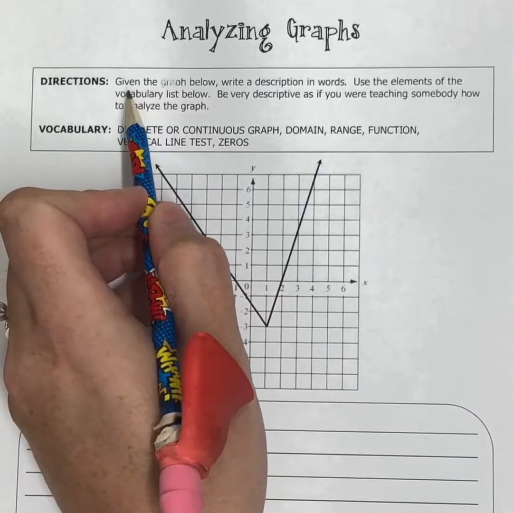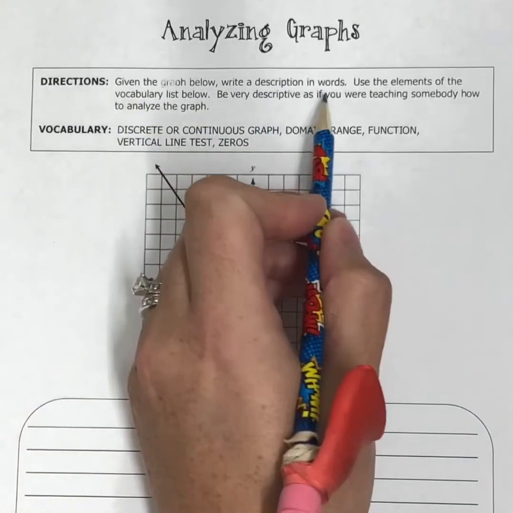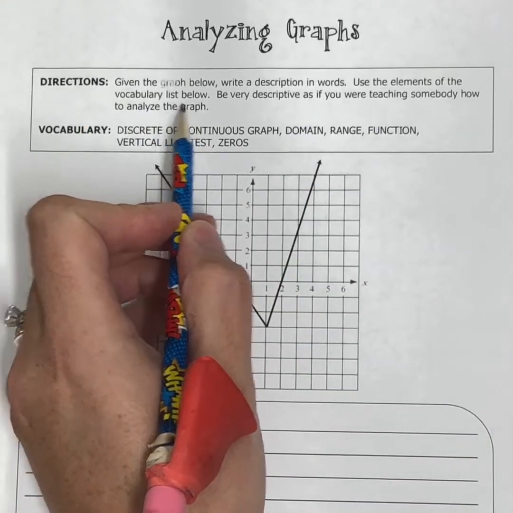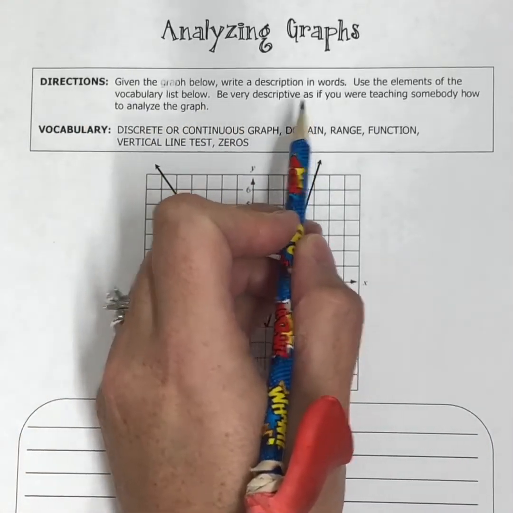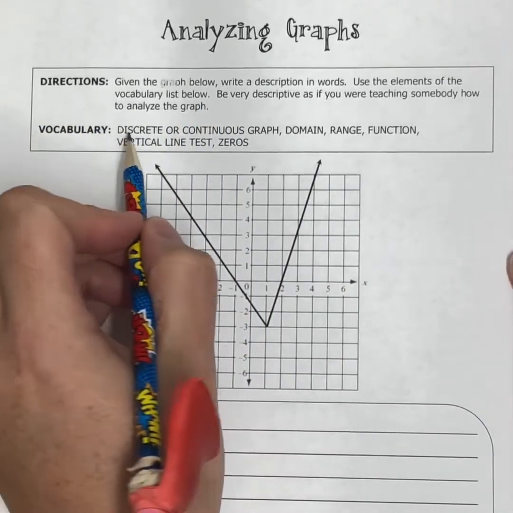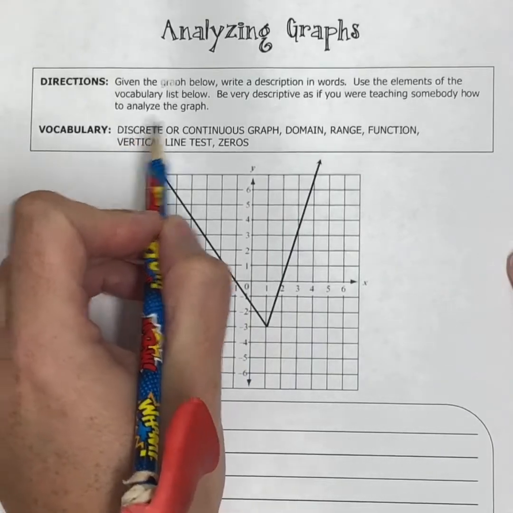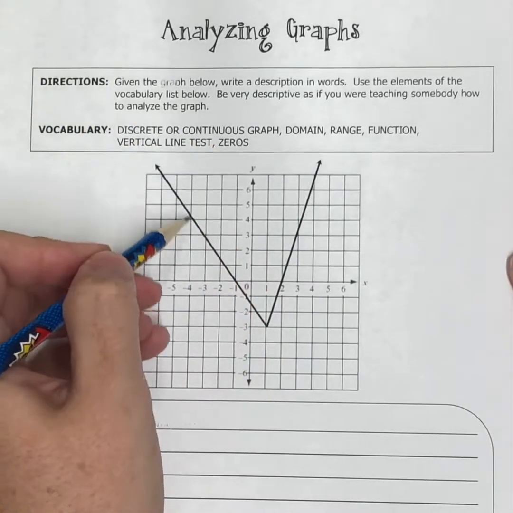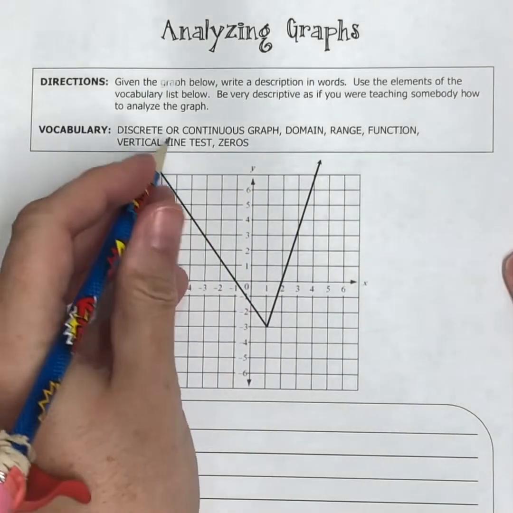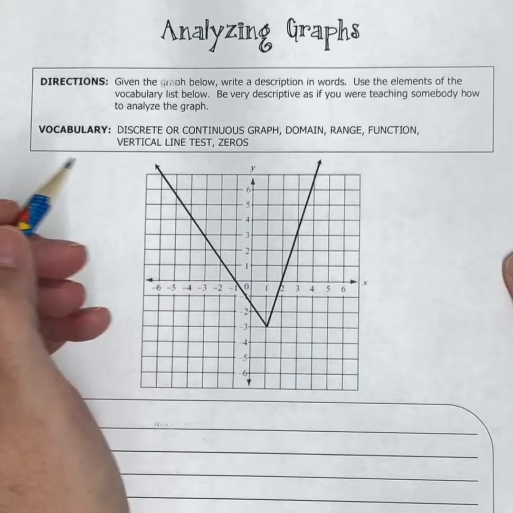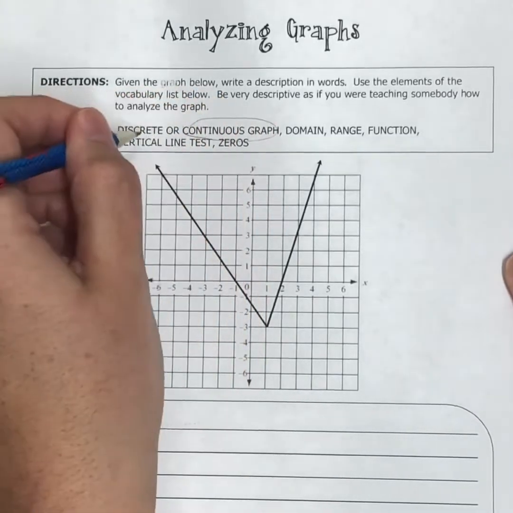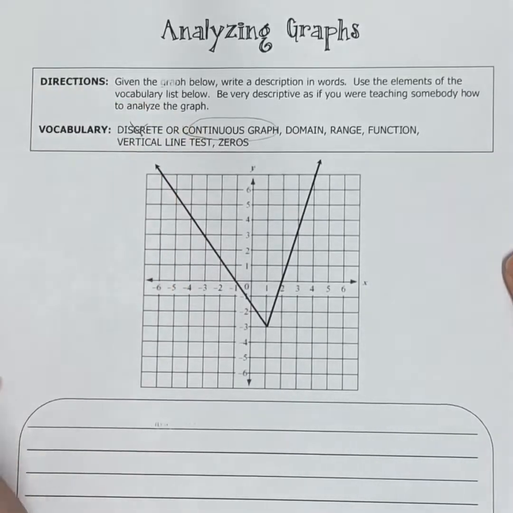Okay, so the direction says, given the graph below, write a description in words, use the elements of the vocab list below. Be very descriptive as if you were teaching someone how to analyze the graph. So for example, like the vocab where it says discrete or continuous, well, we know that this is a continuous graph because it's connected. There's no stops, jumps, or holes. Basically, it's like a checkoff list. Well, we know it's this one, it's not this one, so let's write a sentence that it's continuous.